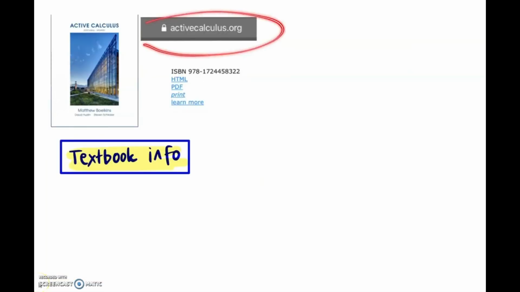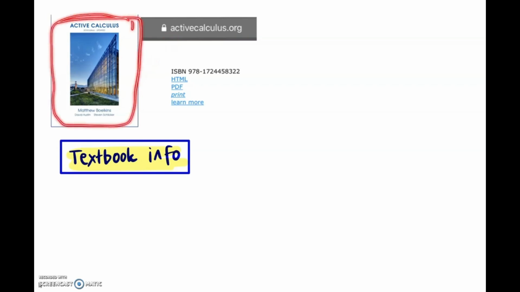You'll find the textbook at activecalculus.org, and it is free. You can use the online version throughout the semester, or you can order a print copy for about $20. I personally love print copies of books. I'm able to learn better from them, but you can do whichever version you want. On this page, you'll see actually 3 textbooks. Make sure that you get the calculus one. It's the one right in the middle.